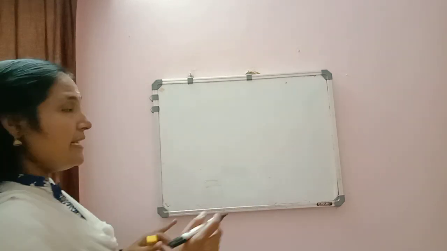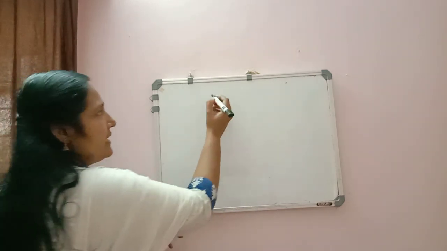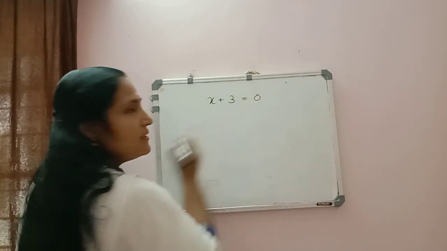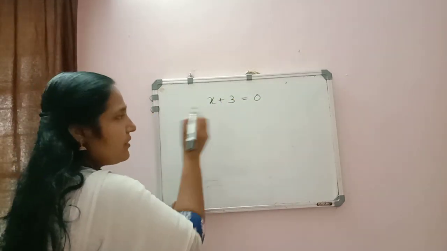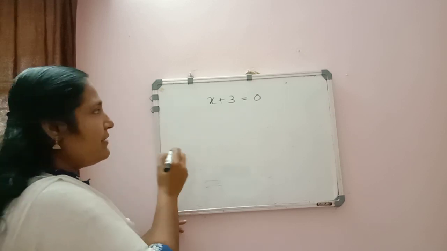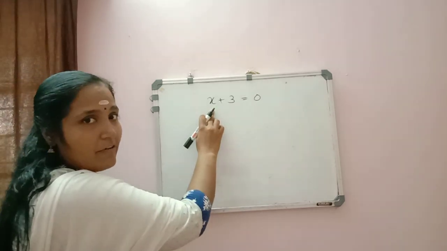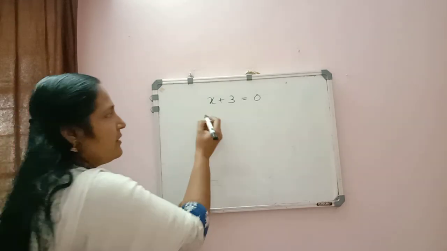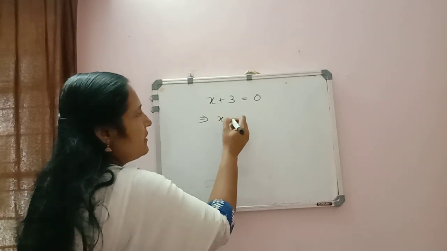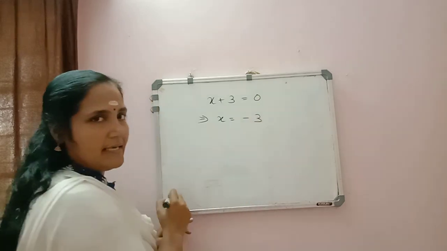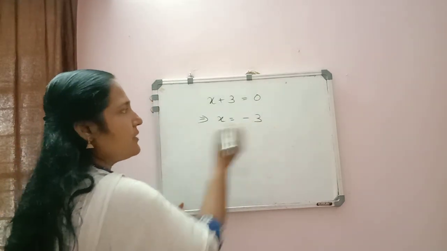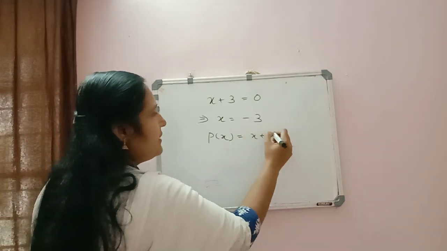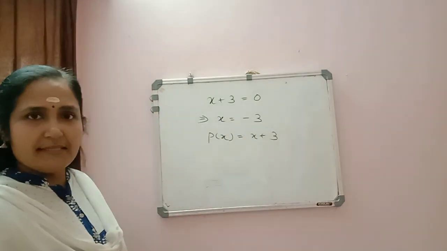Like in a linear polynomial, we are finding the zeros in this way. x plus 3 is equal to 0, zero or root of the polynomial. We are finding the particular value of x which makes the given polynomial equal to 0. So x is equal to minus 3. Then we are saying x is equal to minus 3 is a zero of the polynomial p of x is equal to x plus 3.